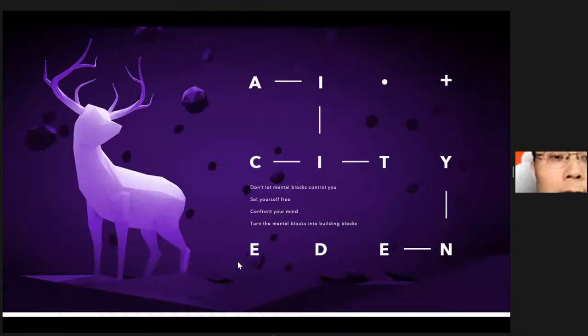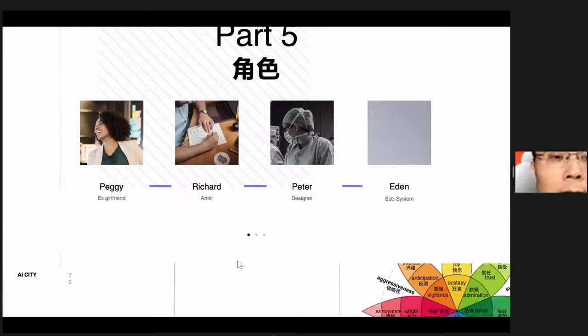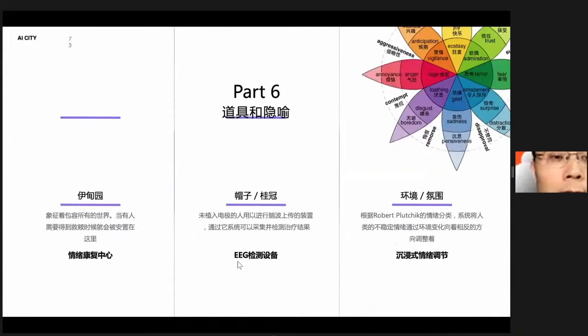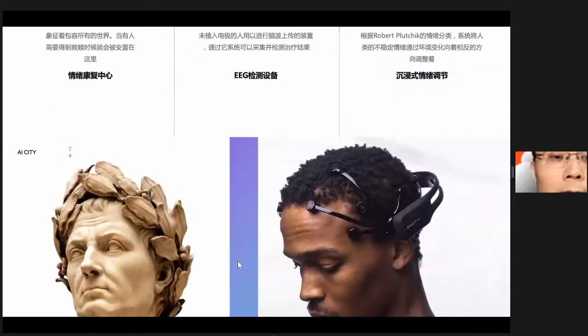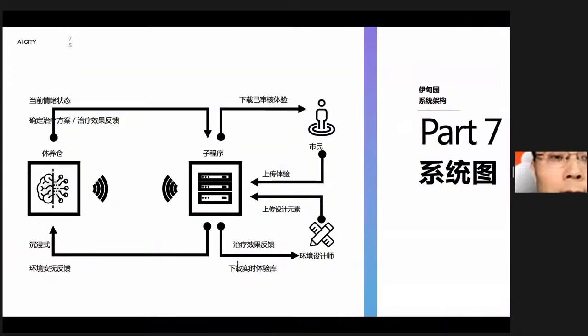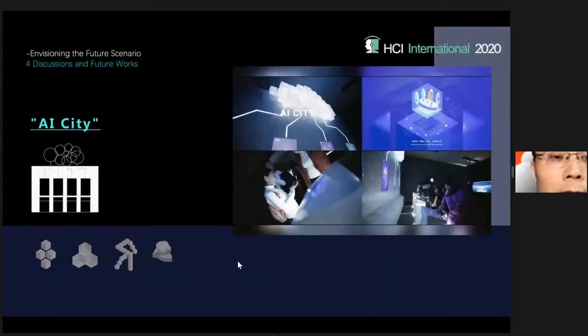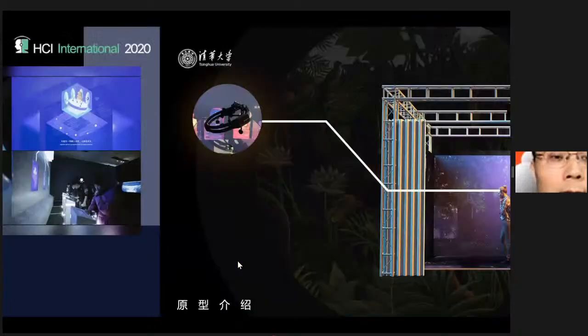So this is the design of our postgraduate students who establish various personas and metaphors. For example, Eden is seen as the counseling room. And also, we have the crown symbolizing the EEG testing instrument. In our education, this kind of method is being more and more widely used so that the students will better evaluate their values and world outlook. And then we put it into this virtual environment.